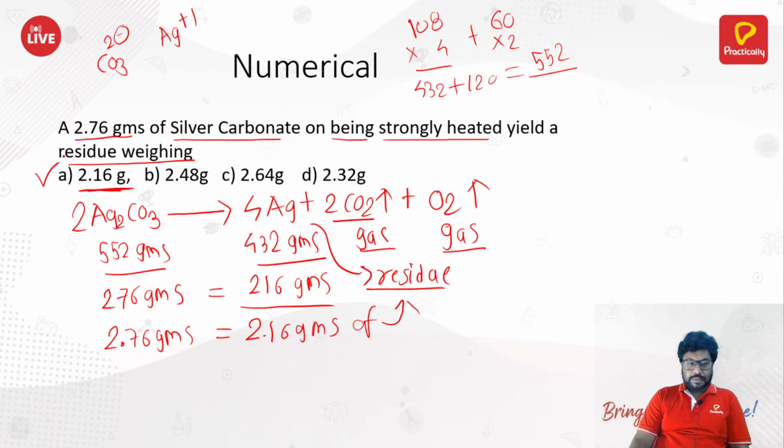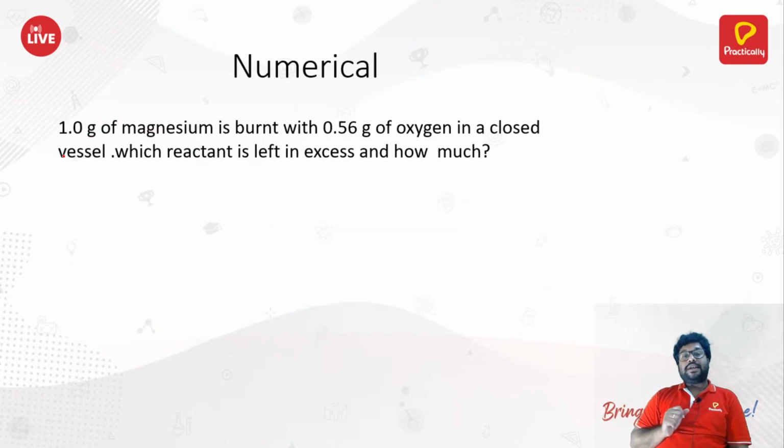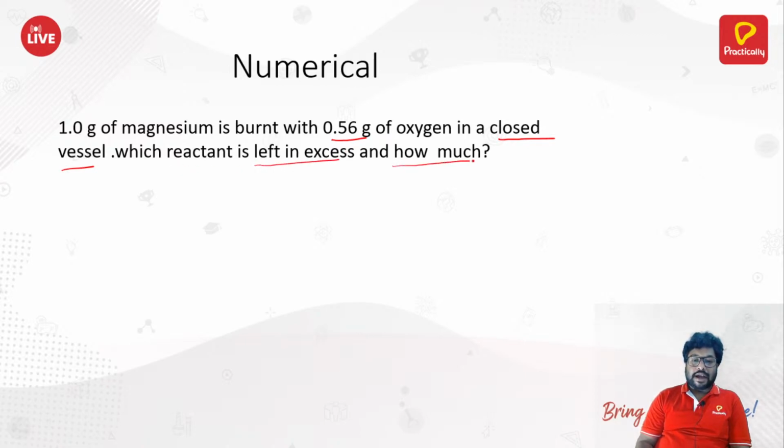Okay, so moving ahead. Next, 1 gram of magnesium is burnt with 0.56 gram of oxygen in a closed vessel. Which reactant is left in excess? Again, we need to write the reaction. So magnesium valency is 2. Oxygen's valency is also 2. But we are taking O2, no? That means we need to take 2 magnesium.